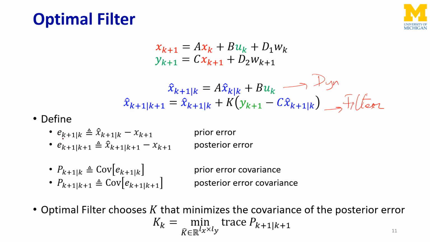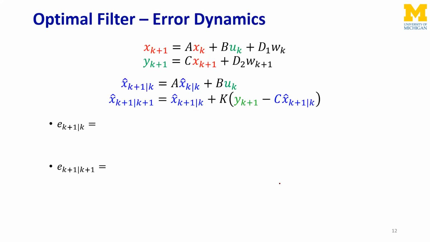Now, using these two error variables, we are going to define the prior error covariance and the posterior error covariance. The prior error covariance is just the covariance of the prior state error, and the posterior error covariance is the covariance of the posterior state error. And we are going to choose the gain k that minimizes the covariance of the posterior error. Actually, it minimizes the trace of the covariance of the posterior error. And let's see how we do that.